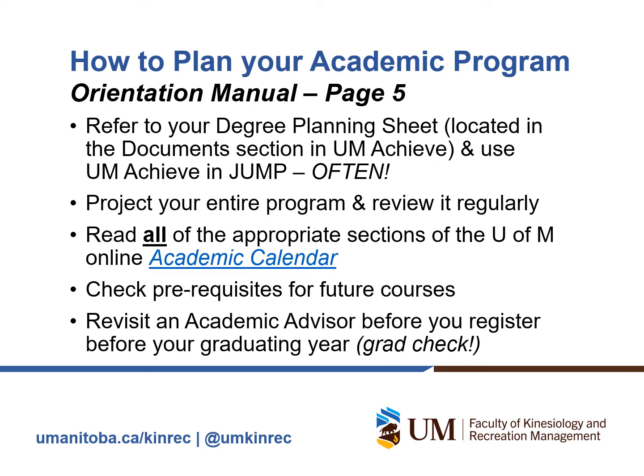Along with the degree planning sheets, there is a very helpful online tool available to all students through the JUMP portal. It's called Achieve, which tracks your progress and shows you which and how many courses you still need to complete over the course of your degree program. It is important to plan out your degree progression early and review it regularly, as things will change as you progress year by year through your program. It is also really important to review academic regulations and program requirements in the online academic calendar.